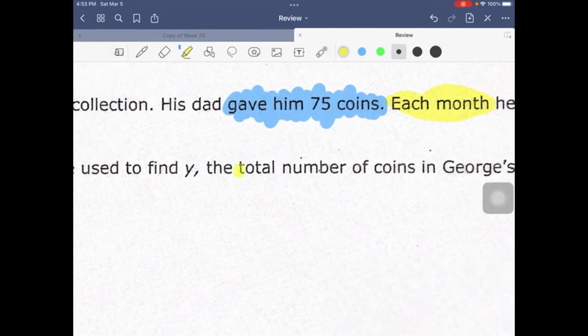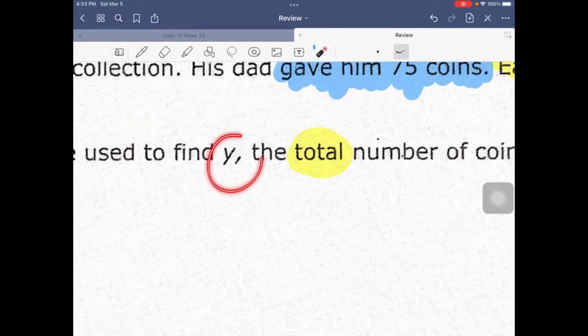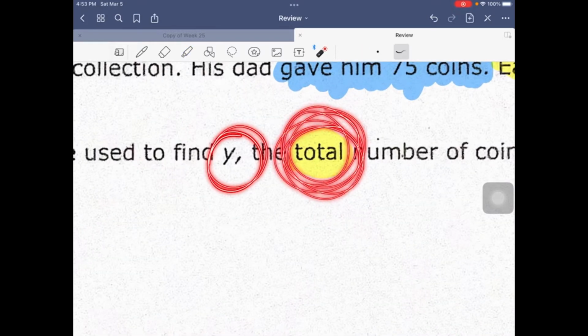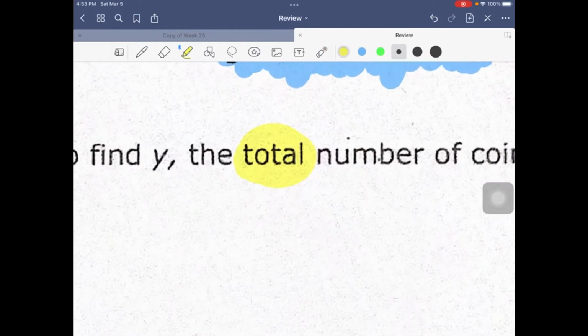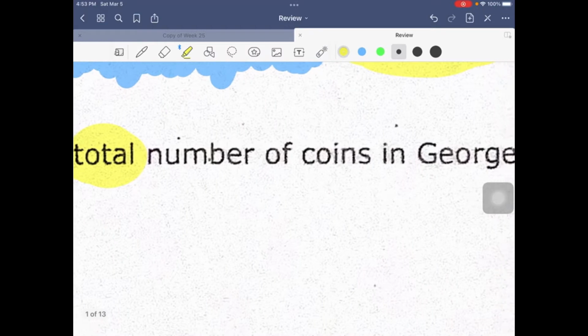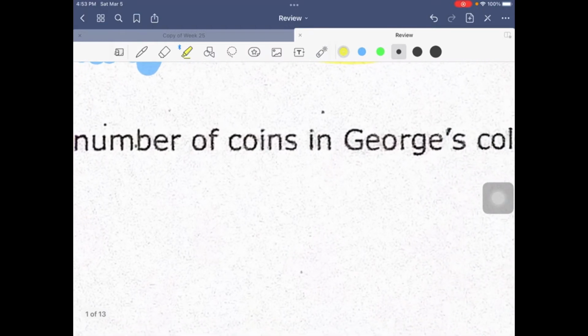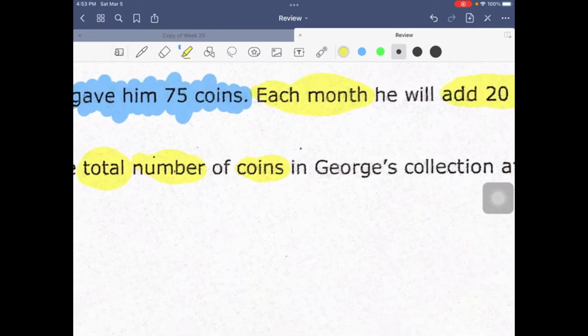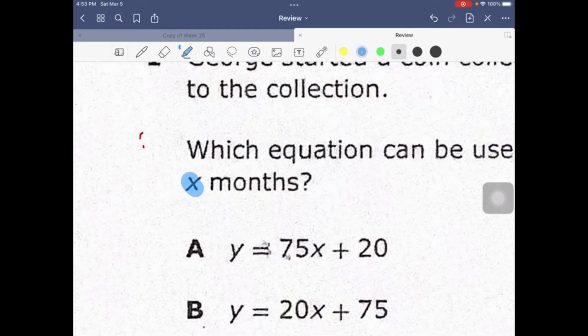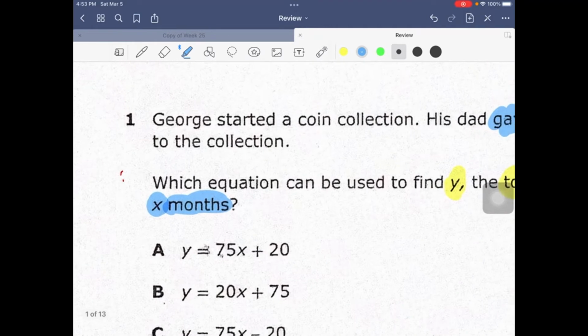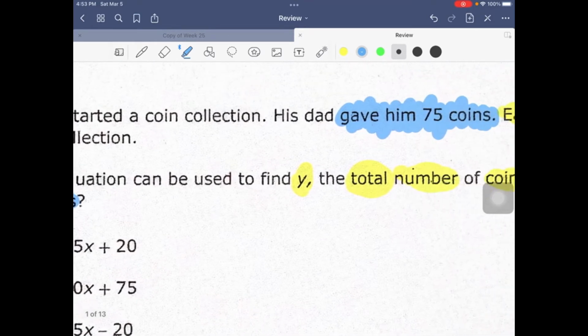Y is always the total, always dependent. I just want to make sure you remember that. Total number of coins in George's collection after x months. That's independent. Bueno, ahora, if we go back to the question, George started a coin collection.